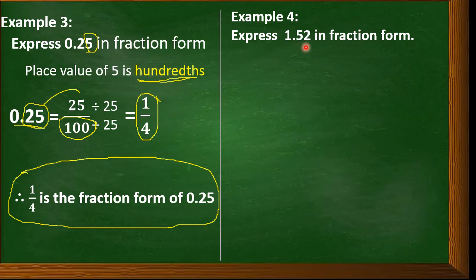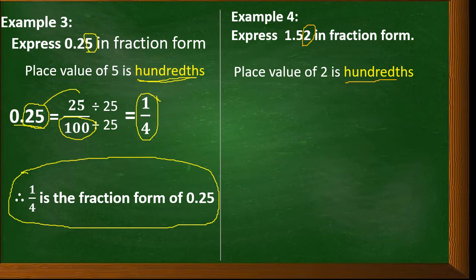Now moving on, example number 4. Express 1.52 in fraction form. So in here we have also a whole number 1, and the decimal part is 0.52. Same with example number 3. Determine the place value of the last digit after the decimal point. So the last digit after the decimal point is 2, and the place value of 2 is on the hundredths place.